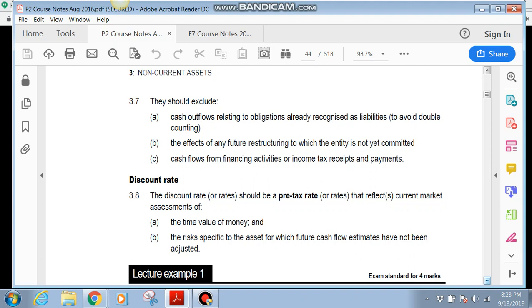The following should be excluded from computing value in use. Okay? The first one is cash outflows relating to obligations already recognized as liabilities. This is done to avoid double counting.